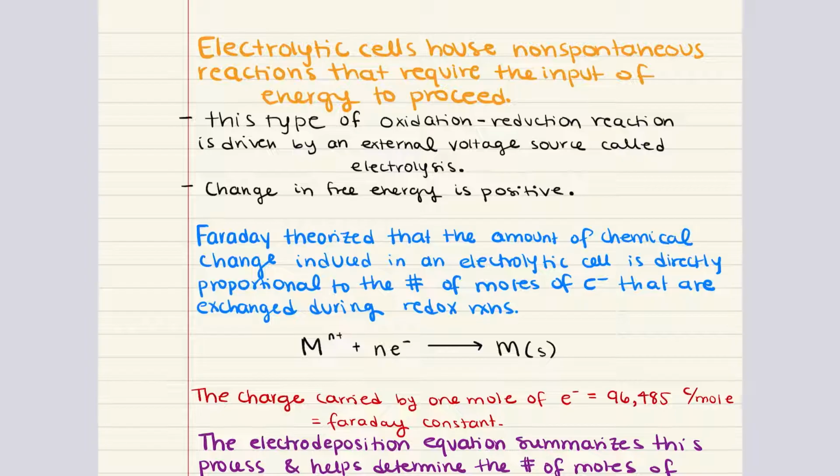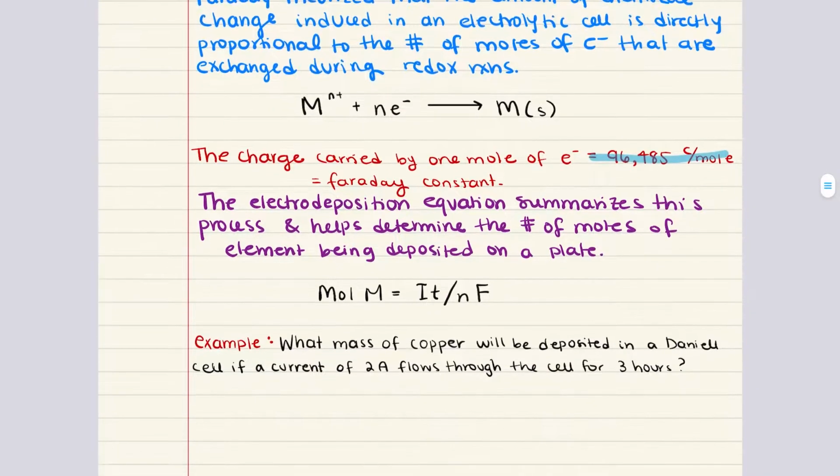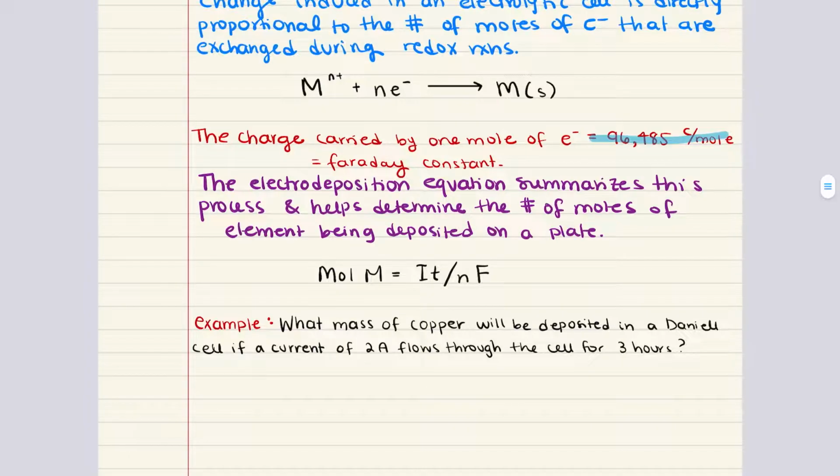Now, a crucial concept introduced by Faraday is the Faraday constant, which represents the charge of 1 mole of electrons. It is a fundamental physical constant that is used in various electrochemical calculations. The value of Faraday's constant is approximately 96,485 coulombs per mole of electrons. This means that 1 mole of electrons carries a charge of approximately 96,485 coulombs.